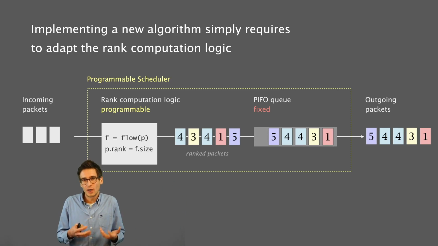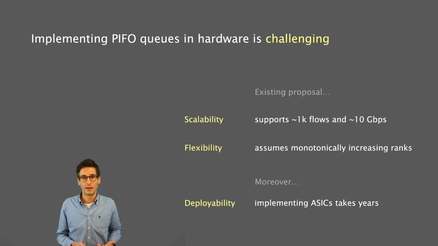So it's really all about figuring out what ranking policy you need in order to minimize flow completion time, or the ranking policy you need, I don't know, to enforce max-min fairness, for instance. Then you tag the packets with their ranks, you give that to the PIFO queue, and it does the job for you. So again, PIFO queues enable us to make scheduling programmable.